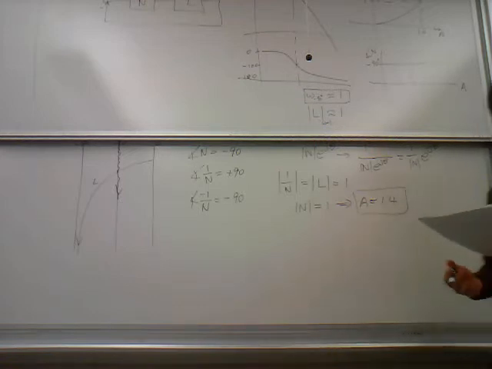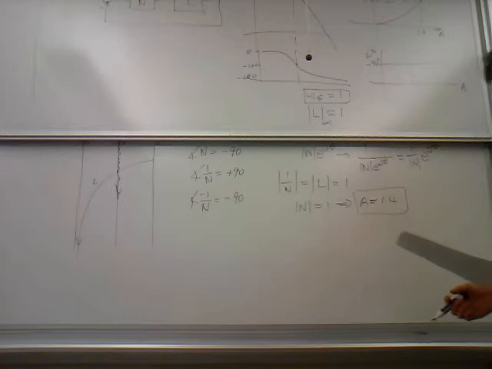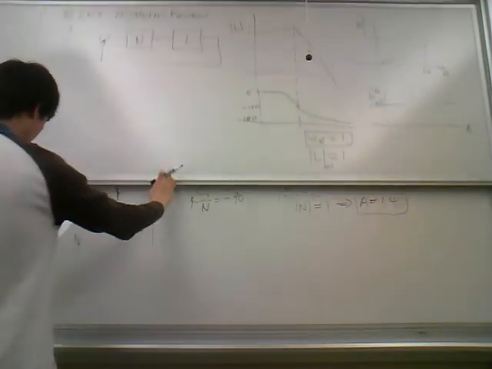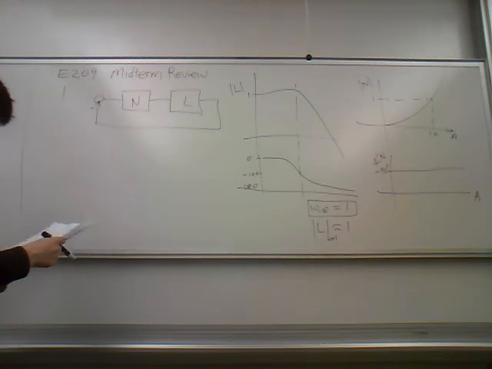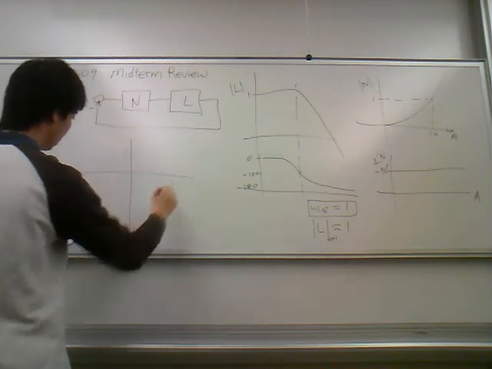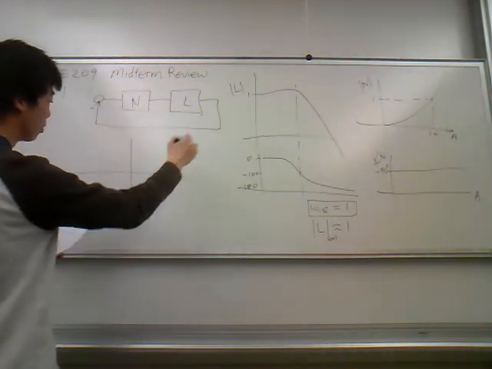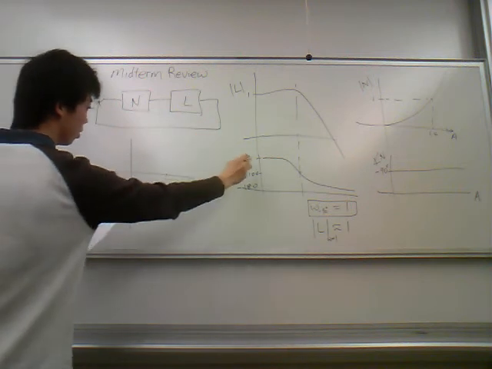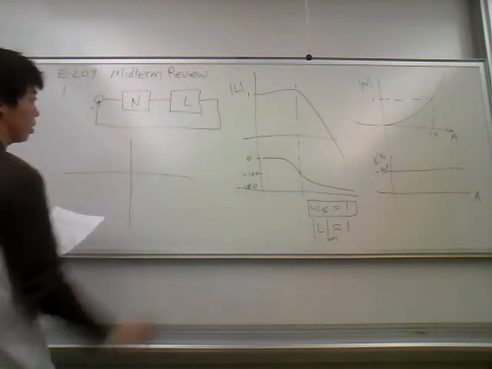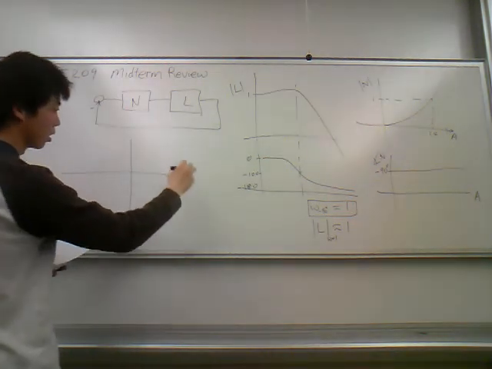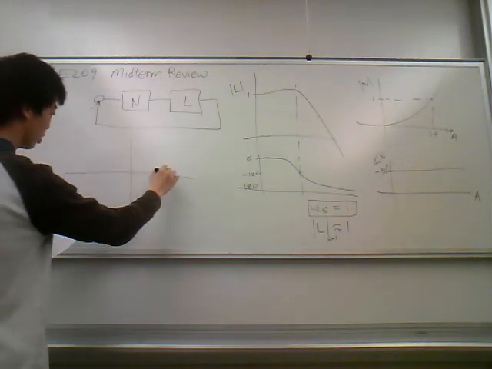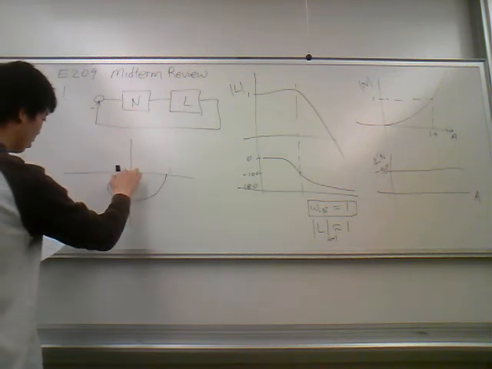Okay, part B asks, is the limit cycle stable? For this, you could do a simple analysis and draw a Nyquist plot. So you could draw a Nyquist plot of L and then draw the Nyquist plot of 1 over N and then see if it connects. So if we do that for L, we see that it starts at a phase of 0 and magnitude of 1, and then it comes down to negative 180. So it does something like this.